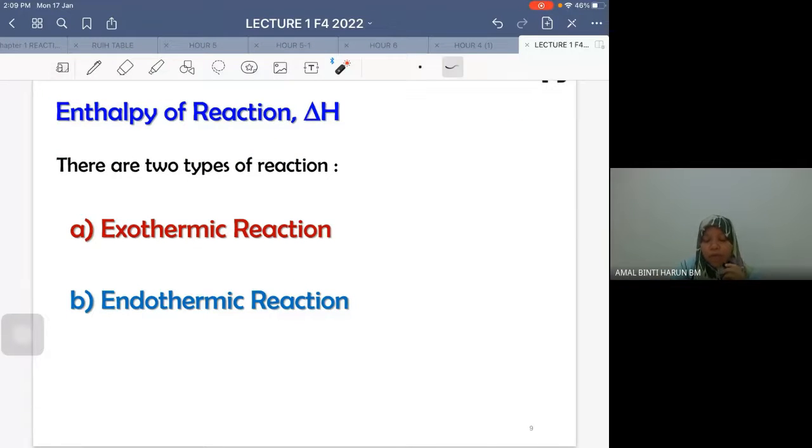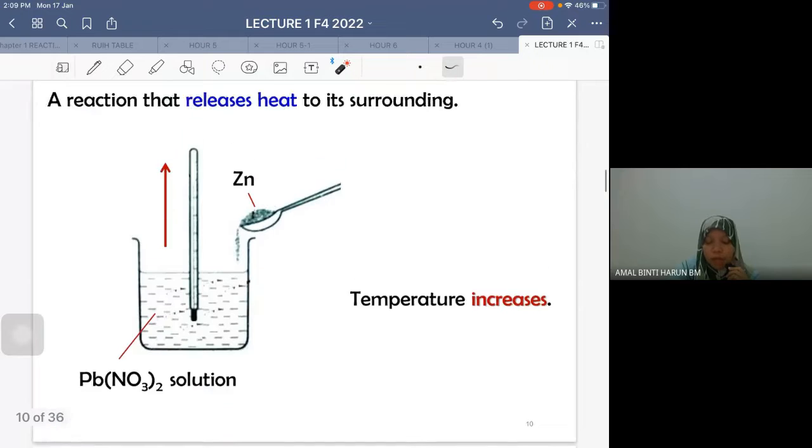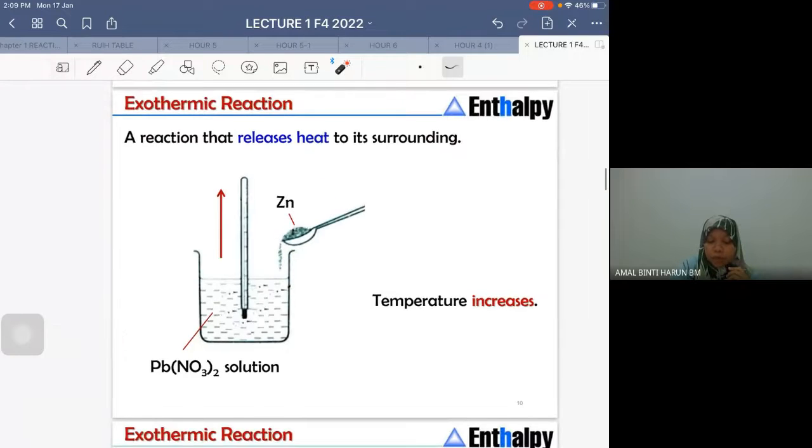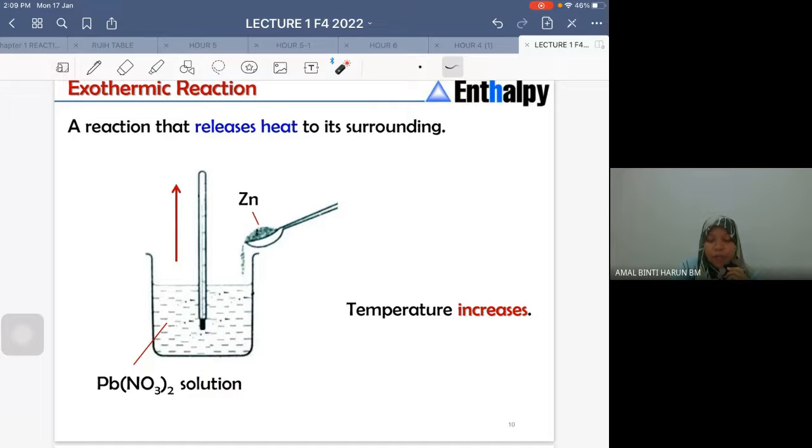Okay, enthalpy of reaction, we have two types of reaction, which is exothermic dan endothermic. Exo mean heat release, endo is heat absorb. Contoh, for the exothermic reaction, when we dissolve this zinc powder into the PB nitrate solution, okay, so heat is released, okay, to the surrounding.